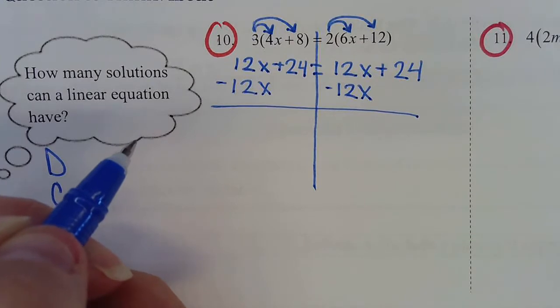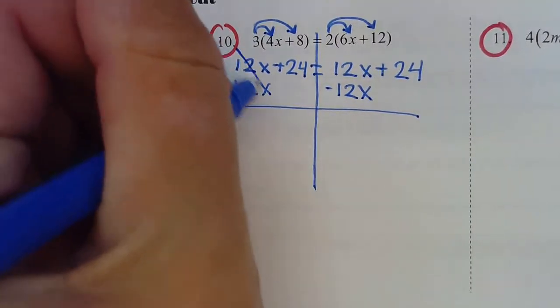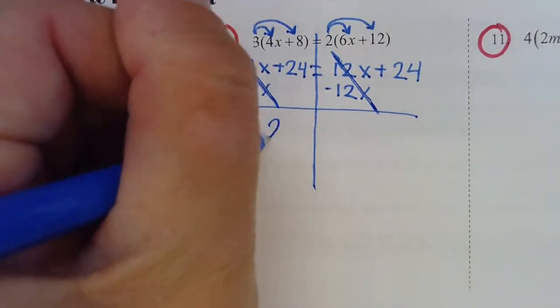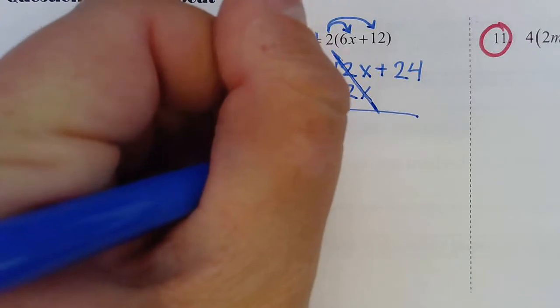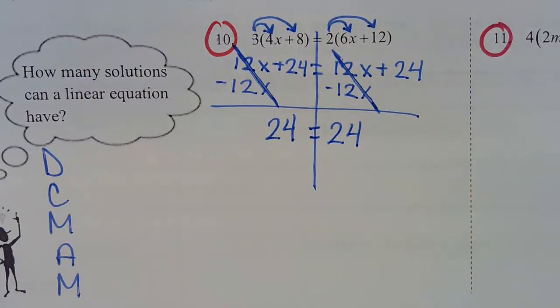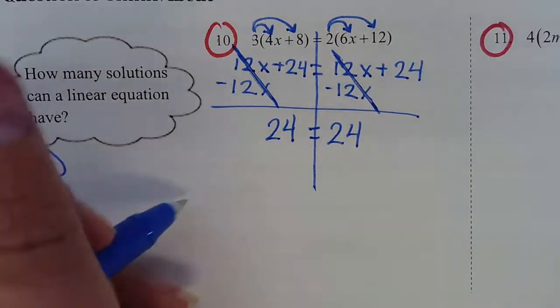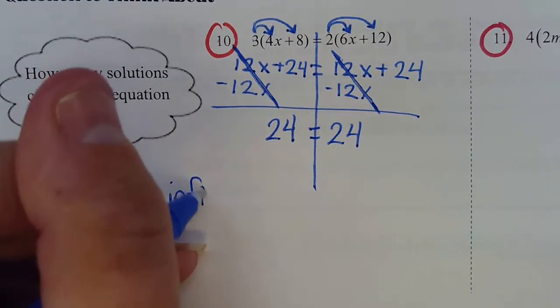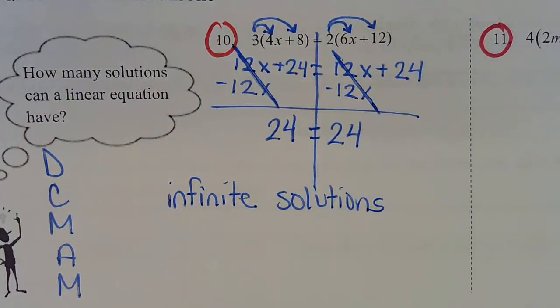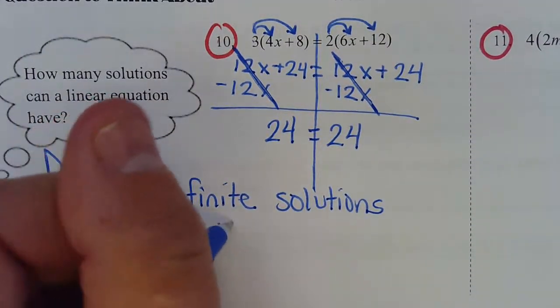But what happens? They go to 0. So that cancels right there, that cancels right there. And I'm left with 24 equals 24. Does anyone remember what this answer actually is then? Yeah, so you could say infinite solutions. Because I struggle to say the word infinite, I say all solutions.